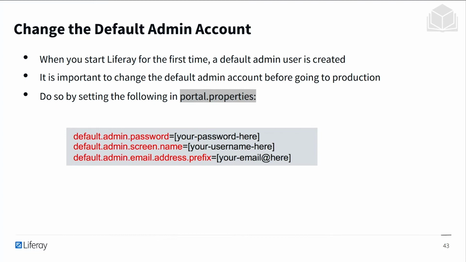Also, it's a good idea to change the default admin account. So when you start Liferay for the first time, a default admin user is created, but before going into production, you want to change this or disable the account. And you can do so by changing the following in portal properties. You can set the default admin password and default admin screen name, and then default admin email address prefix.